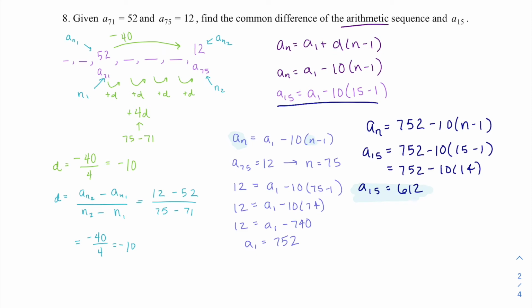Okay, this problem is too long to do in 10 minutes. The first part of this problem, just finding the explicit formula, is not bad. That's doable in 10 minutes, right? Finding the common difference, finding A1, but then adding on top of it finding the 15th term, is a little much for a 10-minute quiz.